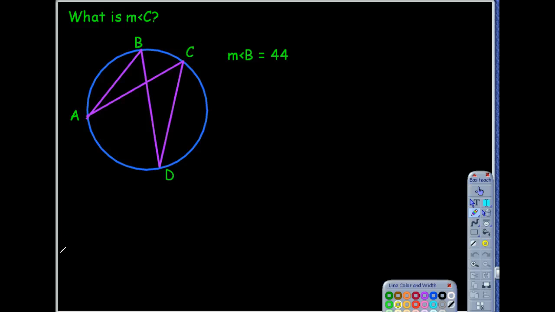So hopefully you can do this one on your own too, guys. What's the measure of angle C? What are they giving you information about? They give us angle B. I'm going to label that. That's 44. And what kind of angle is angle B? It's an inscribed angle, and I can see that its intercepted arc is arc AD. Now, what kind of angle is angle C? It's also inscribed, and it's intercepting the exact same arc. So if they're inscribed angles intercepting the same arc, that means they have the same measure. So this is 44.